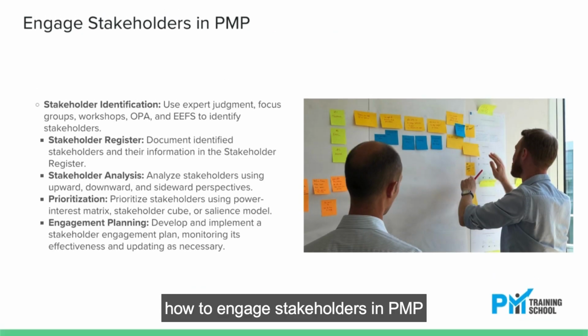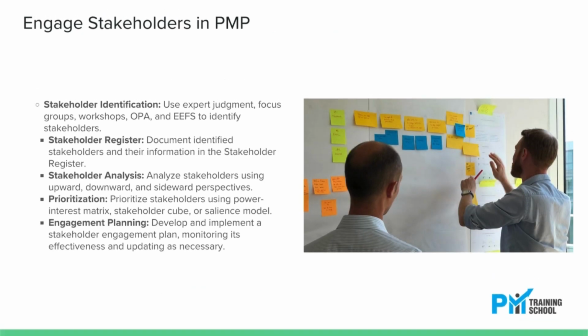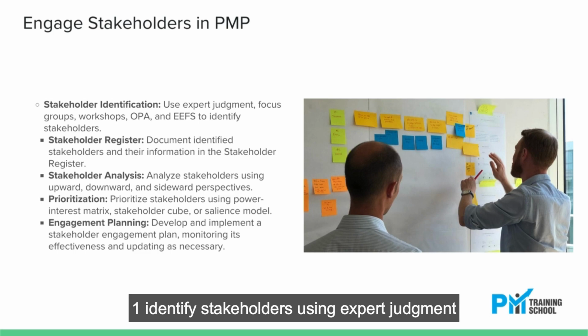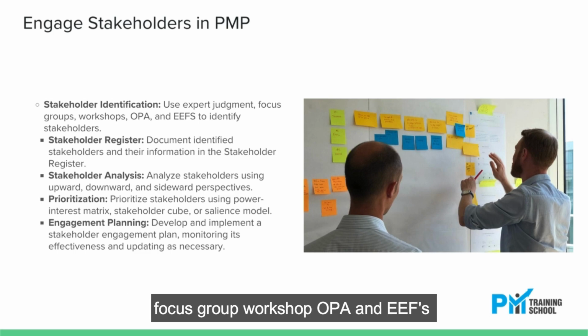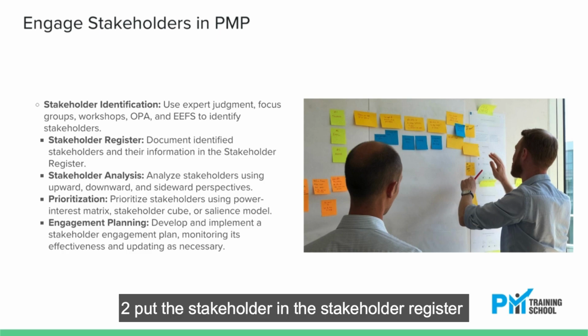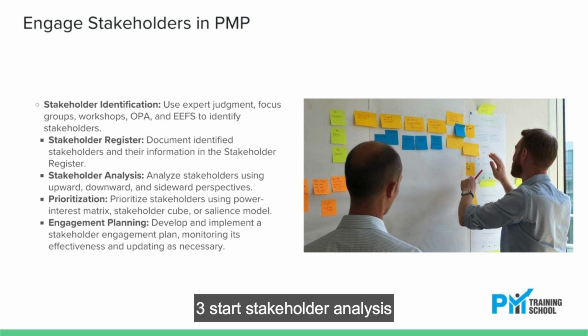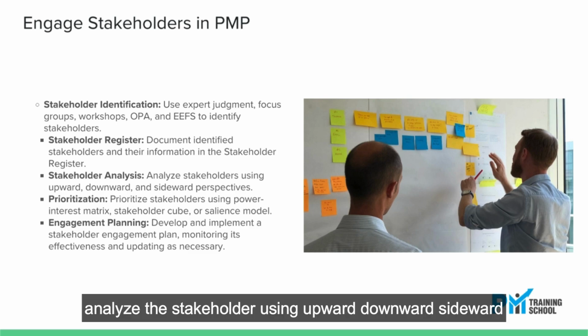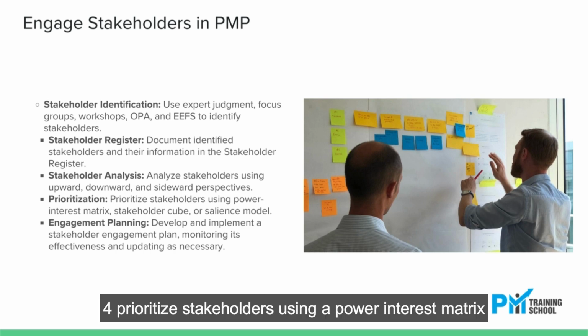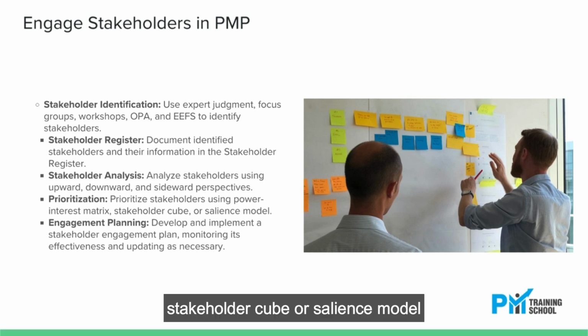How to engage stakeholders in PMP. 1. Identify stakeholders using expert judgment, focus group, workshop, OPA, and EEFs. 2. Put the stakeholder in the stakeholder register. 3. Start stakeholder analysis. Analyze the stakeholder using upward, downward, sideward. 4. Prioritize stakeholders using a power interest matrix, stakeholder cube, or salience model.